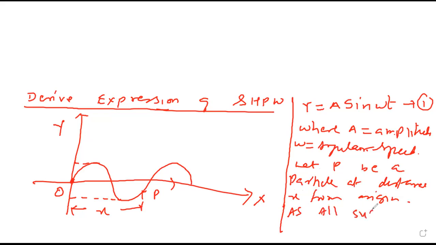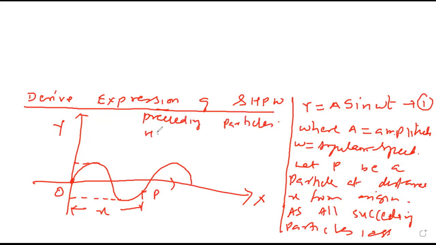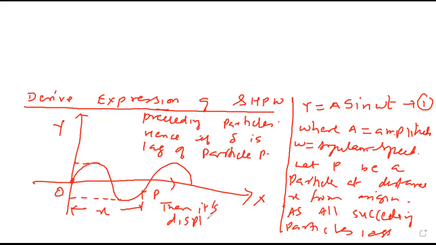As all succeeding particles lag preceding particles, hence if delta is the lag of particle P, then its displacement y is a sin omega t minus delta.